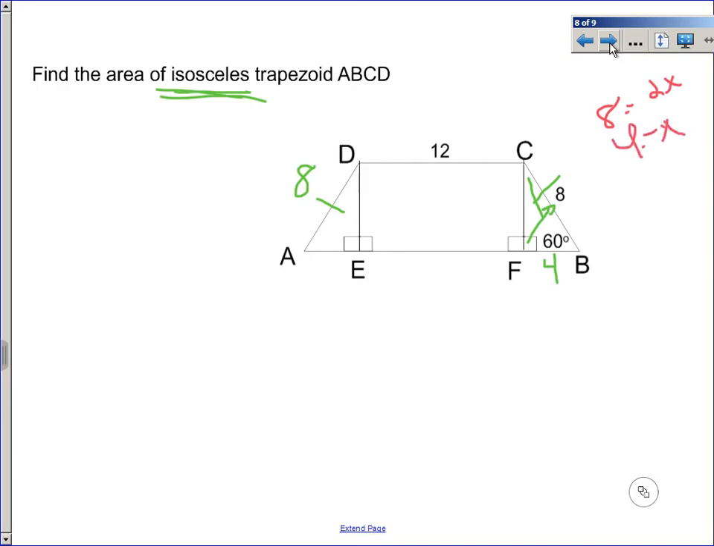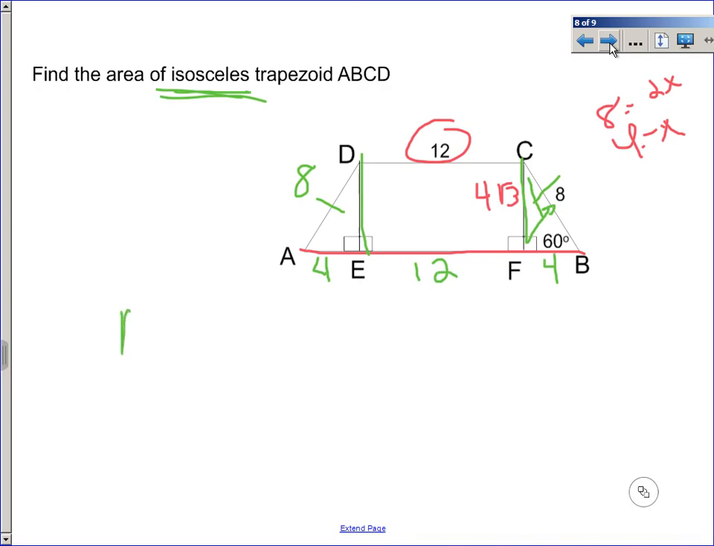My height's going to be 4 radical 3 because that's across from my 60. Now it's important because in order to find my base, I have one base here, I need to find my second base. I know it's an isosceles trapezoid, therefore this triangle base will be 4 as well. And in the center here, we've got this beautiful rectangle, so there's going to be my 12.